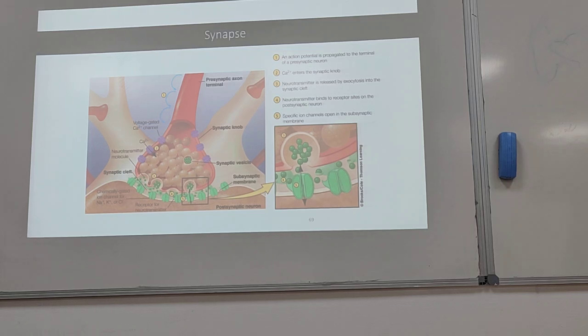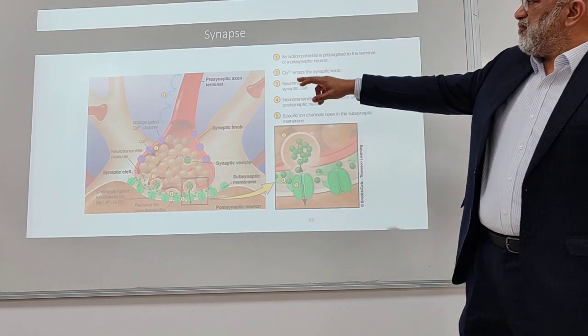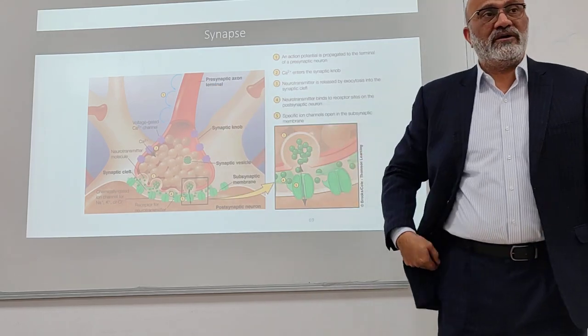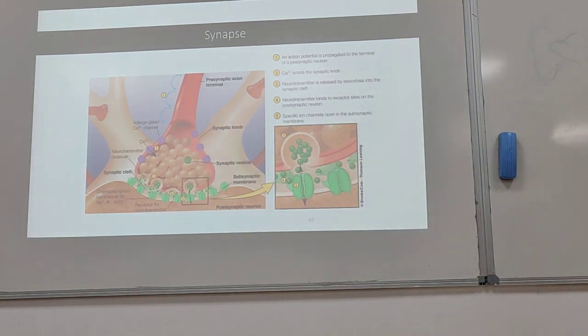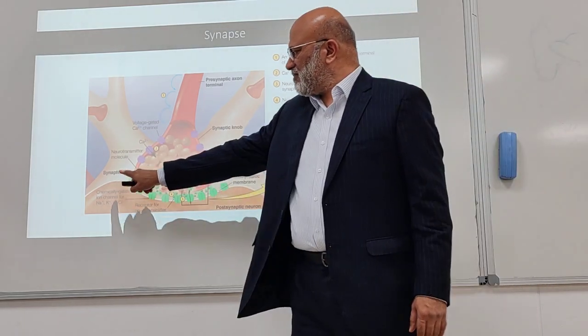So it is a junction between 2 neurons. 1 neuron can send the message to the other neuron. So this is what synapse is. What is the name of the first neuron? The name is presynaptic neuron. What is the name of the second neuron? It is postsynaptic neuron. Pre means before and post means after. In between the 2 neurons we have a small gap which is called synaptic cleft. This is the name written over here.